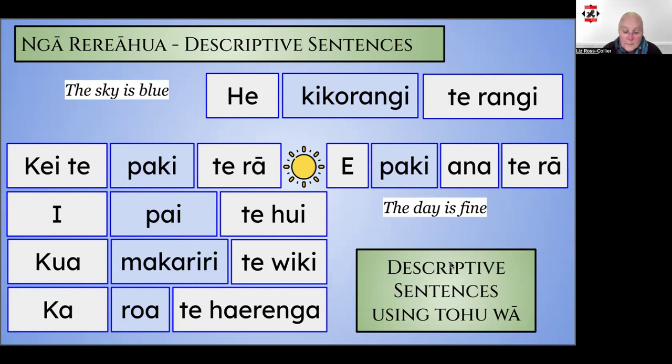Here's another one. I pai te hui. The meeting was good. Kua makariri te wiki. The week has been cold. And the last one. Ka roa te haerenga. The journey will be long. None of these describe a quality that is permanent, so we use the appropriate tohu wā instead.